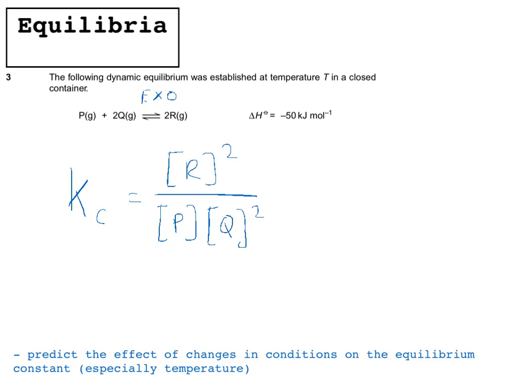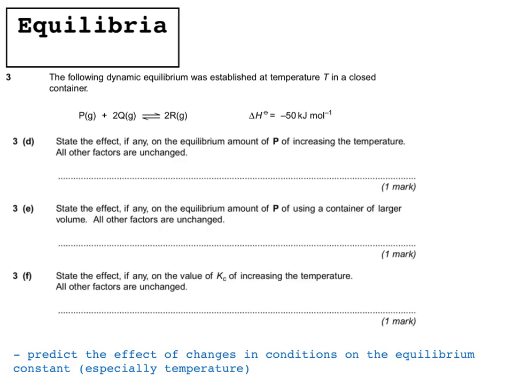So if we look at what the exam paper actually looked like, here are the questions. The first question: state the effect, if any, on the equilibrium amount of P of increasing the temperature, all other factors unchanged. This is just as simple as a Le Chatelier's question. It asks you to state what happens to the amount of P when you increase the temperature. Remember that this delta H value tells you that it's exothermic to the right hand side. So if we were to increase the temperature, then our equilibrium would shift to the left, so our amount of P would increase.